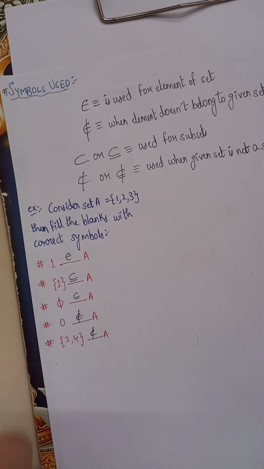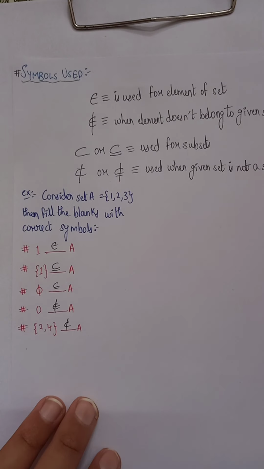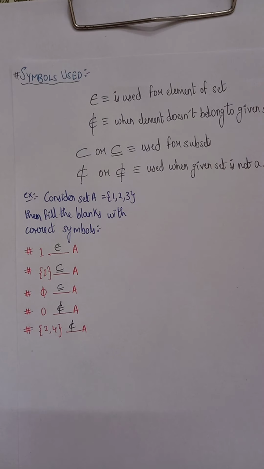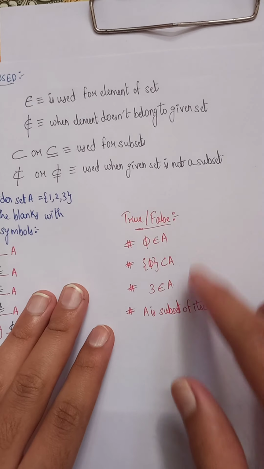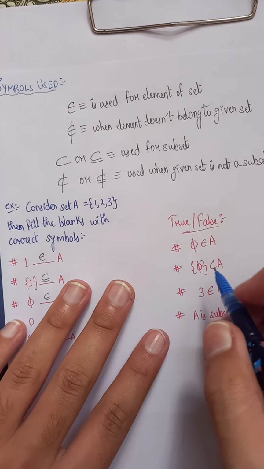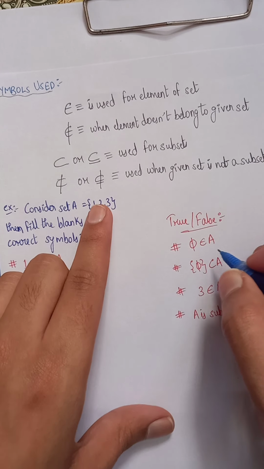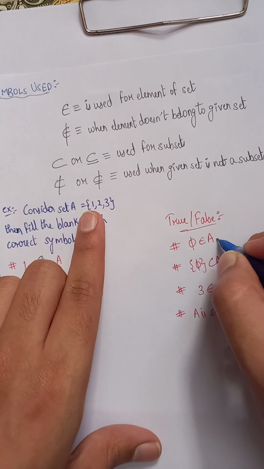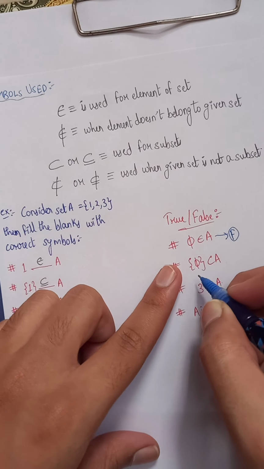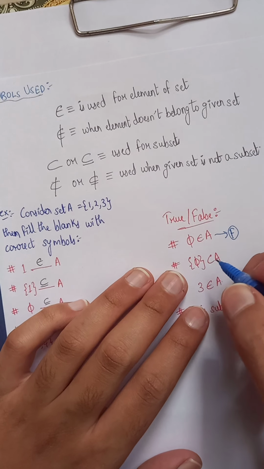Let's move on to some true or false questions based on this example only. You need to write whether it is true or false for the following questions. 5 belongs to A? No, 5 doesn't belong to A. 5 is a subset of A, but 5 doesn't belong to A, so this is false. What about this? It is not a subset of A.